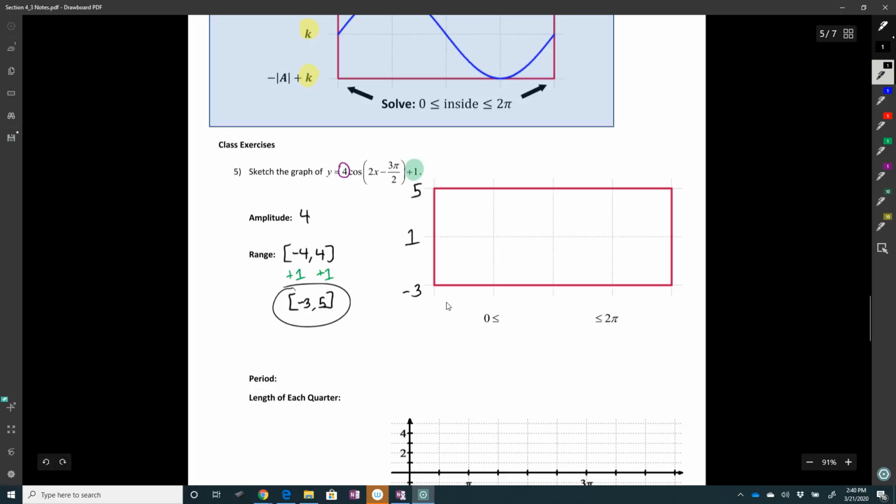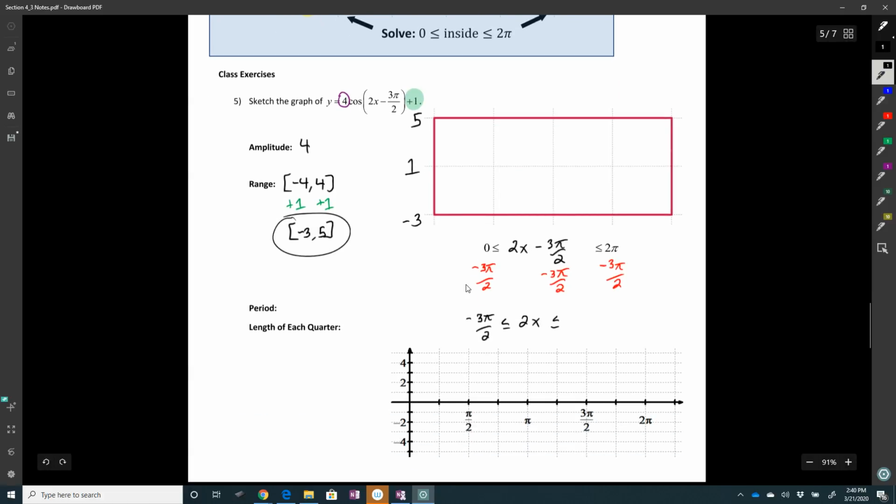Now the inside of the box, I have 2x minus 3 pi over 2. So I just do some basic math: add 3 pi over 2 to each part. When I do that, I get -3 pi over 2 less than or equal to 2x less than or equal to, and then 2 minus 3/2 is just pi over 2.